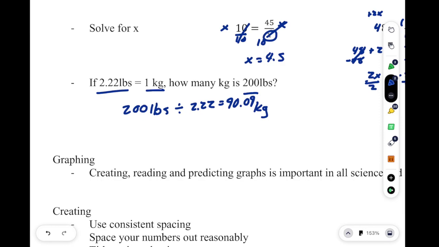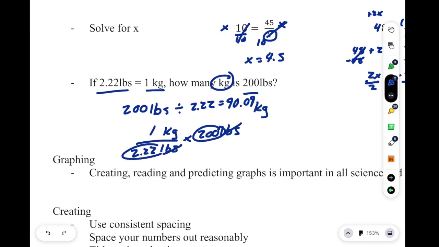Okay, if you want to use the unit canceling method, that works just as well. So I am looking for my answer in kilograms. So I'm going to write my ratio with kilograms on the top and the pounds on the bottom. So 1 kilogram is equal to 2.2 pounds. If I times by 200 pounds, pounds cancel out just like they do with algebra. I have 200 divided by 2.22, and you get the same number, 90.09 repeating. Okay, so hopefully those went well for you, and next we'll move on to the new lesson for today.